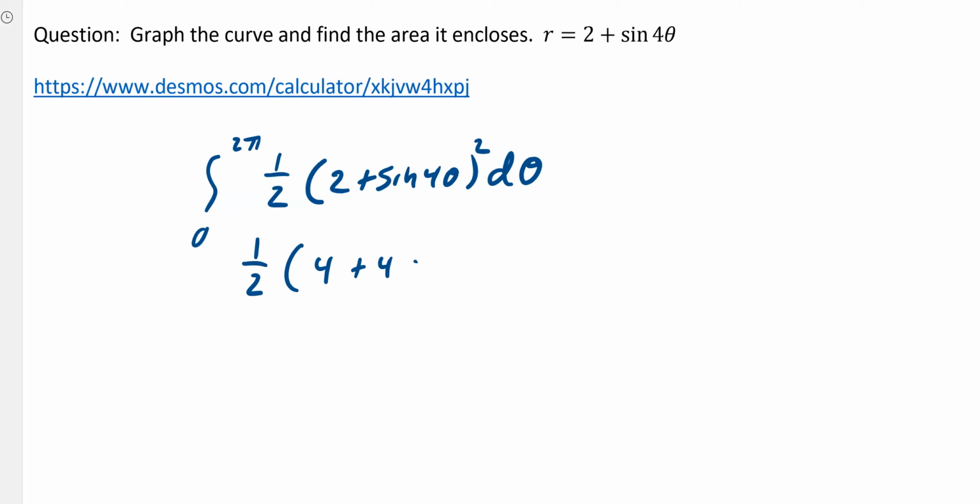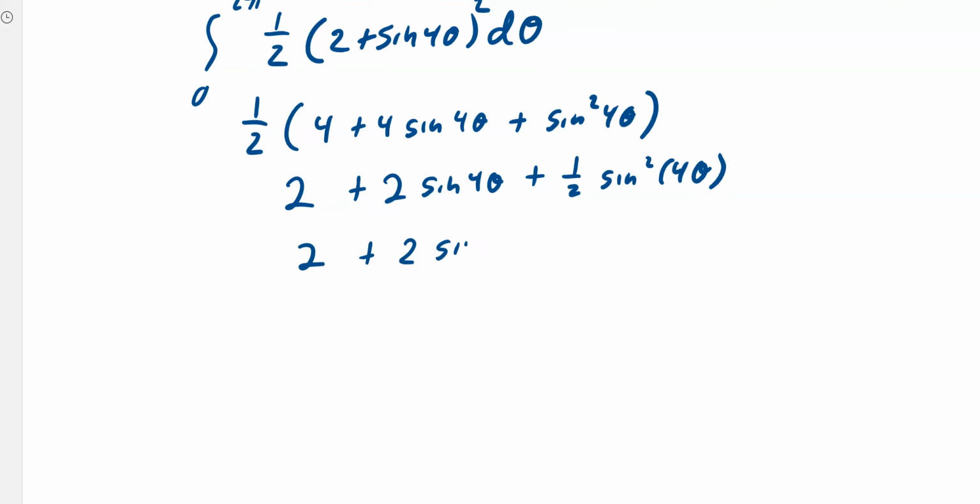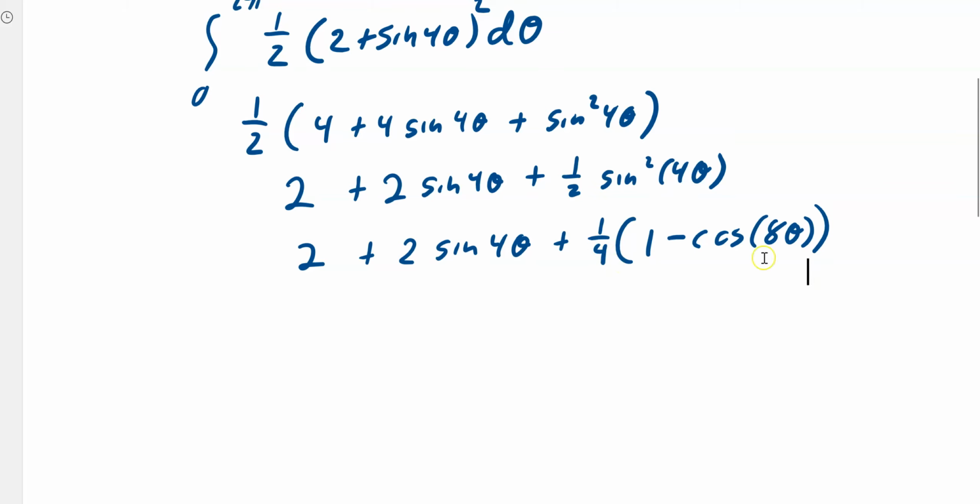So we have 4 plus 4 sine 4 theta plus sine squared 4 theta. We distribute that half, so we end up with 2 plus 2 sine of 4 theta plus 1/2 sine squared 4 theta. I'm going to bring the d theta down in the integral at the very end. And so now we have 2 plus 2 sine 4 theta plus, and now this is going to be 1/4, so we've got to use our double angle, 1 minus cosine of 8 theta. So again, we double that, and we double the denominator. So we get 2 and 2.